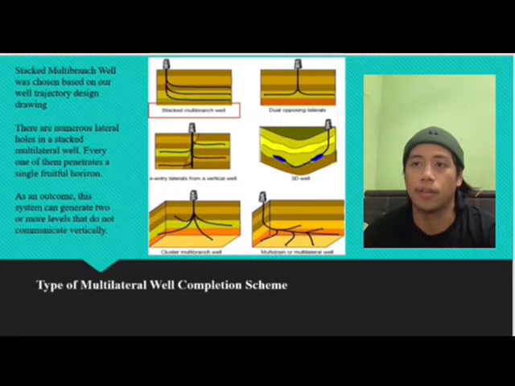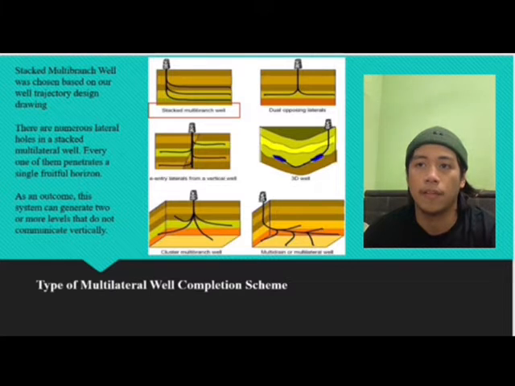In our case, based on the well trajectory design drawing, we have chosen the stacked multi-branch well. Having branches in the production well boosts output, improves hydrocarbon recovery, and boosts the zone productivity. There are numerous lateral holes in a stacked multilateral well. Every one of them penetrates a single productive horizon. As an outcome, the system can generate two or more levels that do not communicate vertically. Drilling a lateral hole in each stratum allows for more exposure to the formation for fluid movement in the wellbore.